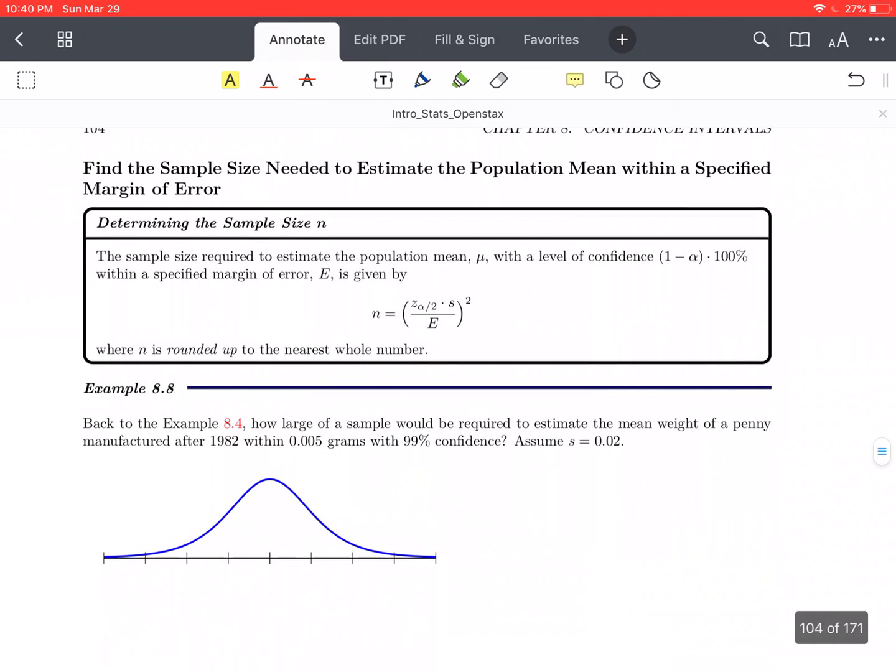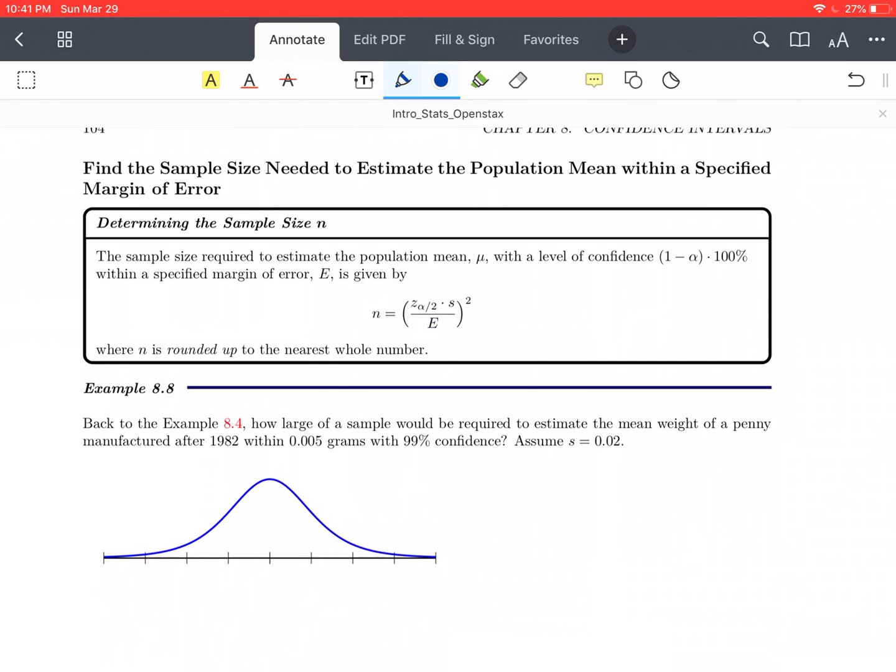So now find the sample size needed to estimate the population mean within a specified margin of error. This one's actually pretty interesting because say I'm going to conduct an experiment, and I want to have a certain level of confidence, but I'm not sure how many people I need to survey or interview in order to get that level of confidence. Say I want to be 95% confident, right? Or I want to be 99% confident in my interval. How many people do I have to talk to before I can get that level of confidence? And we actually have a formula for that. So it's this formula right here.